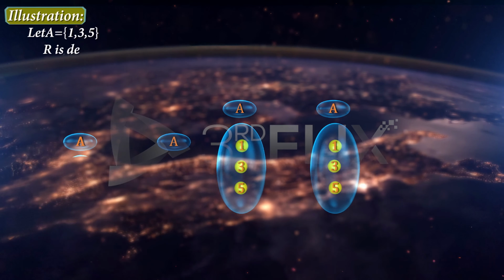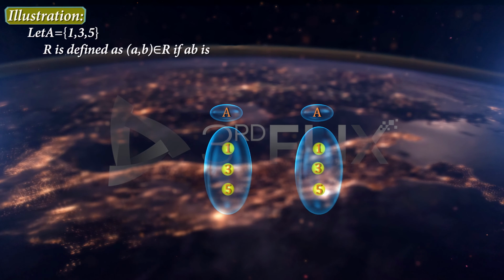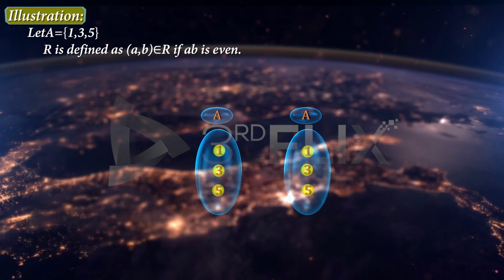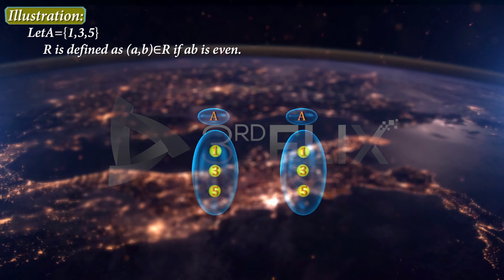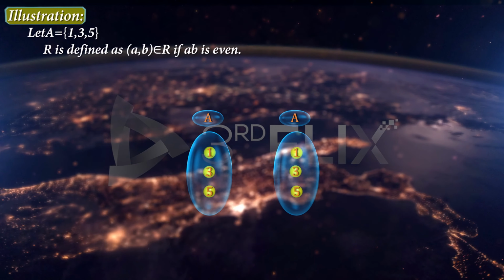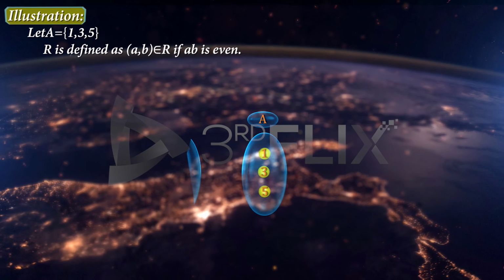R is defined as (a, b) belongs to R if a times b is even. Since the multiplication of odd numbers is odd, no element of A is related to any element of A. That is, R is the empty relation.